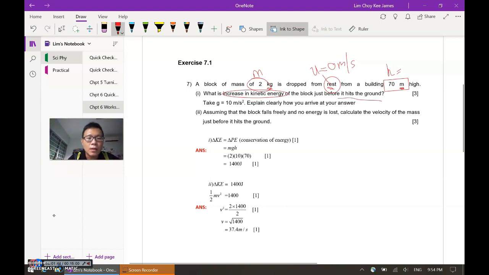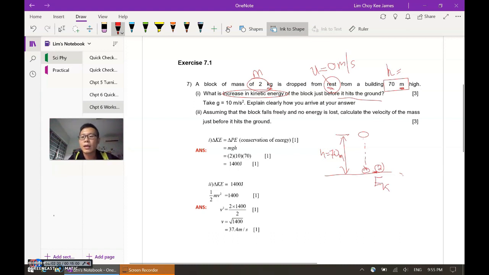So let's say I have a 70 meter height, and I drop the ball all the way down to the bottom here. Before it hits the ground, this will be the location. For the basic things we are looking out for, as the ball drops, before it hits the ground, the only energy I'm looking at here is EK, which is your kinetic energy.